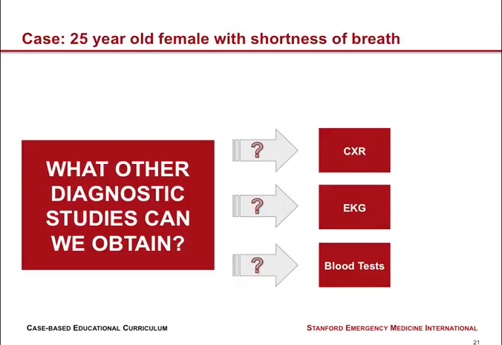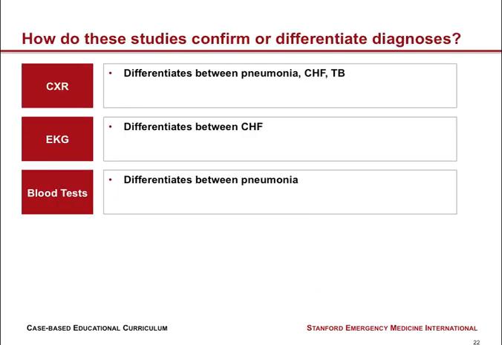So if we're unclear of the diagnosis, there are other diagnostic studies that we can obtain. Do you know any of those? Looks like you've got a chest X-ray, an electrocardiogram, and maybe some blood tests? Yeah, these are great tests to help us differentiate between our differential diagnosis of shortness of breath. Starting with a chest x-ray, it helps us differentiate between pneumonia, congestive heart failure, and tuberculosis.